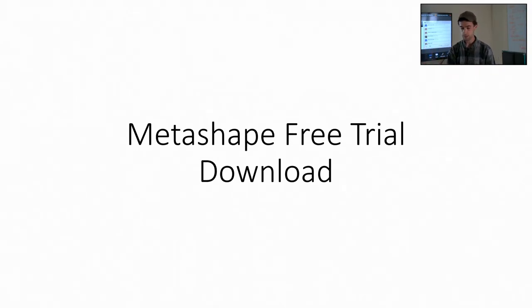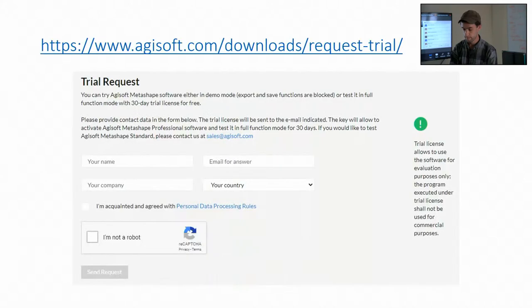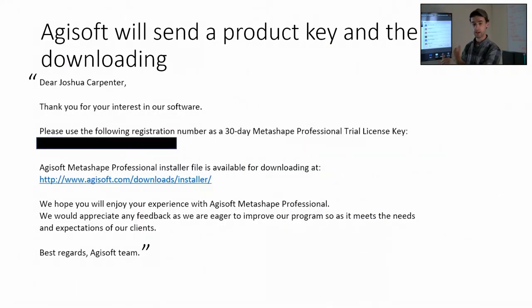So we're going to use a software called MetaShape. You can download this for free from Agisoft, and that's what we're going to talk about now. The first thing you're going to need to do is go to Agisoft, follow this link, and you can give them your name and your email address, and they'll send you a license for a 30 day free trial. This is an example of the email I got back from Agisoft. It just says, here's the license number, and here's the link that you can use to install.